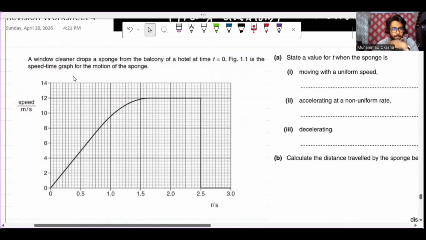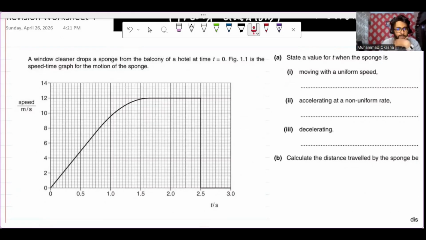A window cleaner drops a sponge from the balcony of a hotel at time t equals 0. Figure 1.1 is the speed-time graph of the motion. Let's analyze the motion. Somebody dropped a sponge from the floor. The sponge accelerates uniformly, then the acceleration decreases, and then it reaches constant speed, and then it decelerates to rest.